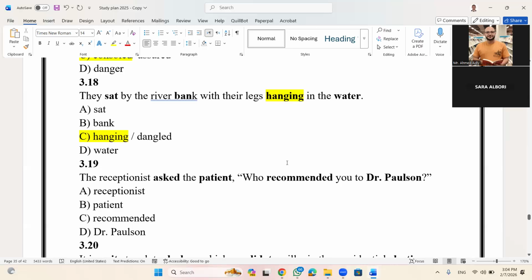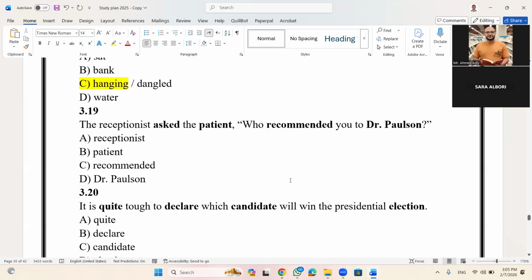But if I'm hanging something, I'm fixing it to a support so it doesn't fall. The receptionist asked the patient, "Who recommended you to Dr. Paulson?"